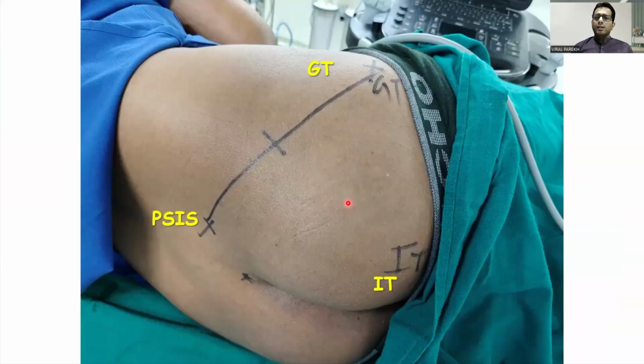So this is the anatomy, and the patient is again in the left lateral position. I have marked it on the patient's body. This is the posterior superior iliac spine. This is the greater trochanter. This is the ischial tuberosity, and this is the medial cliff.